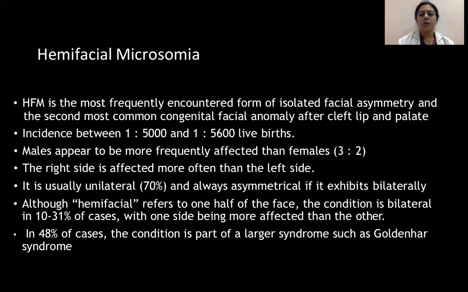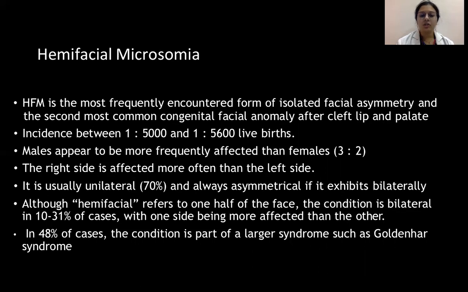It is the most frequently encountered form of isolated facial asymmetry and the second most common congenital facial anomaly after cleft lip and palate. Incidence is between 1 in 5,000 and 1 in 5,600 live births. Males appear to be more frequently affected than females. The right side is affected more than the left. It is usually unilateral, and always asymmetrical if it exhibits bilaterally.